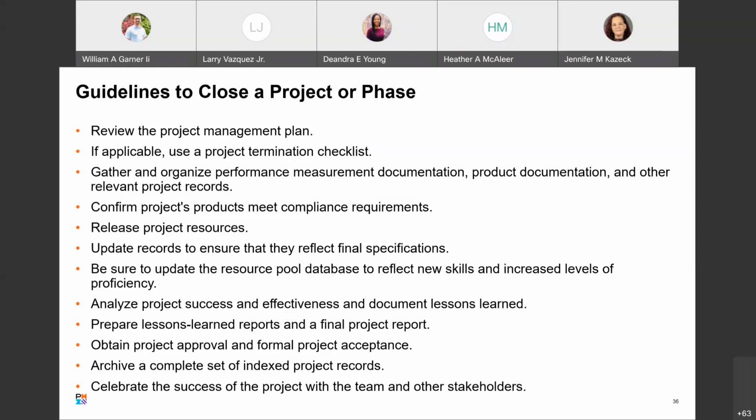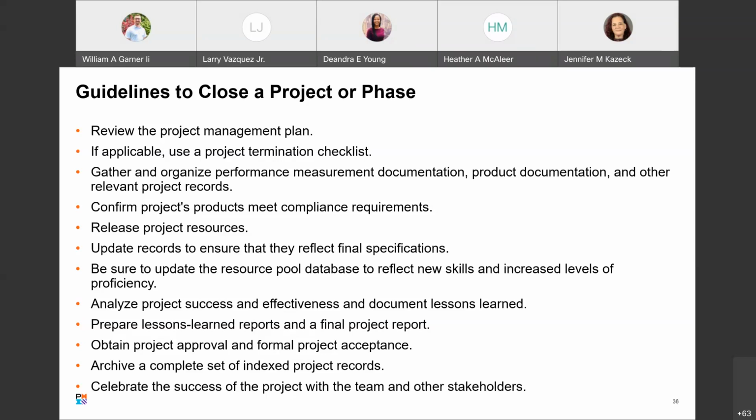That's an interesting one. Analyze project success and effectiveness and document lessons learned. Prepare lessons learned reports and a final project report. You obtain the project approval and formal project acceptance, right? Define done. And get the approval that is done.